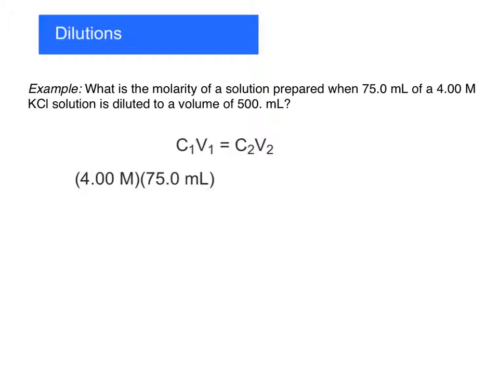And that's going to equal our new concentration, which is what we're trying to find. We're looking for the molarity, times the new volume. So we diluted our solution to 500 milliliters, and so that will be our second volume. One thing to note, in your molarity calculations, you always need to have the volume in liters. In these calculations, the units of the volume just need to be the same. So in this problem, we have milliliters here and milliliters here, so we don't need to convert to liters because that conversion would just cancel out on both sides of the equation. Okay, so now we just do algebra to solve for C2, and we find that C2 is equal to 0.600 molar.